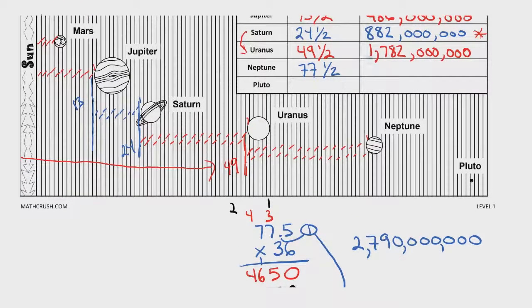So I put 2, 7, 9, 0, and then 1, 2, 3, 4, 5, 6. Alrighty, let me put a little line there so you can see it's a 7. Let me change to red, and we got the last one.